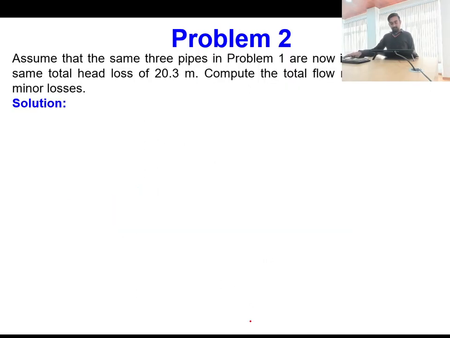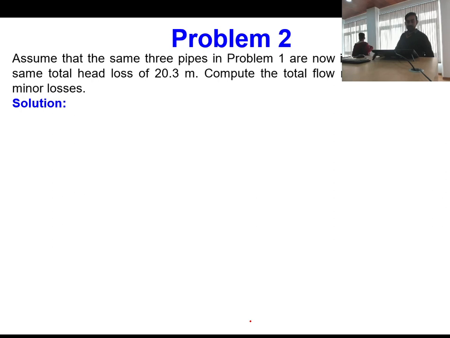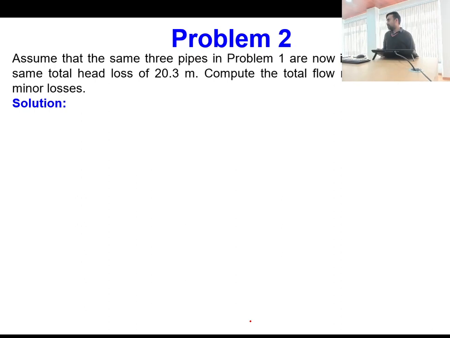So we can see a problem based on this. In the problem, we assume the same three pipes that we considered in the previous case. In the previous case, particularly problem 1, we had three different pipes of three different lengths and three different diameters, and at the same time their roughness was also different.